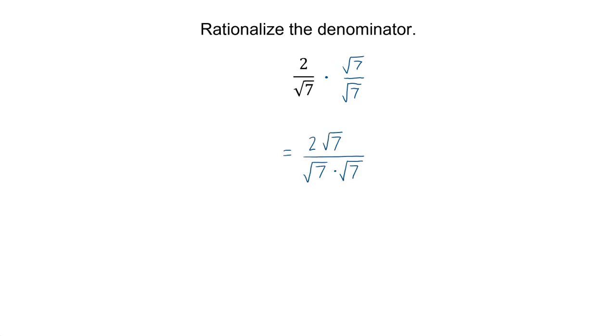That gives us 2 times the square root of 7 in the numerator, and the square root of 7 times the square root of 7 in the denominator. In the denominator, the square root of 7 times the square root of 7 is the square root of 49, and the square root of 49 is 7. So the fully rationalized expression is 2 times the square root of 7 over 7. Notice it's okay for us to have square root expressions in the numerator of a fraction as long as we don't have them in the denominator.